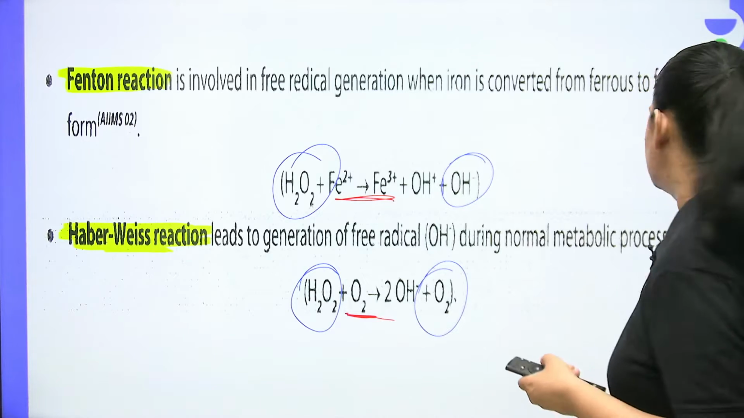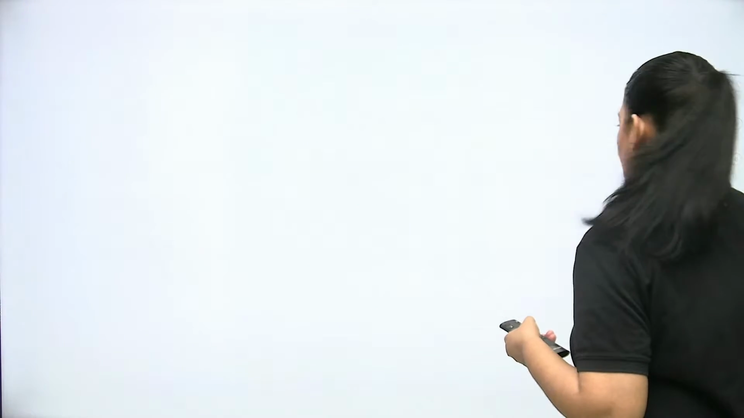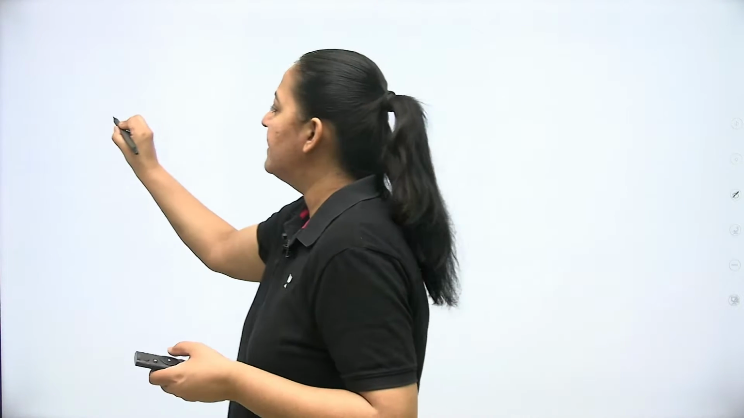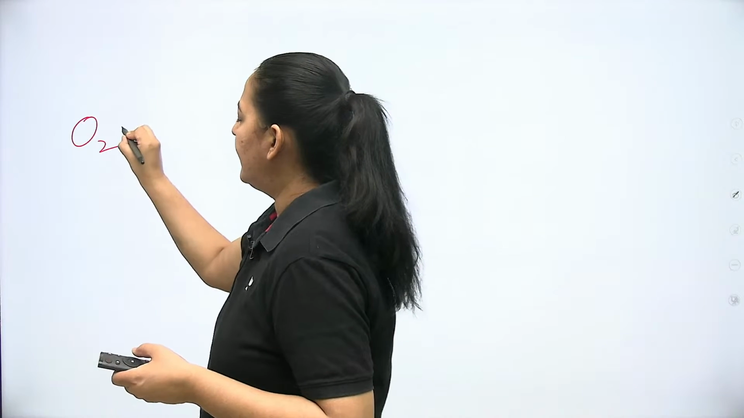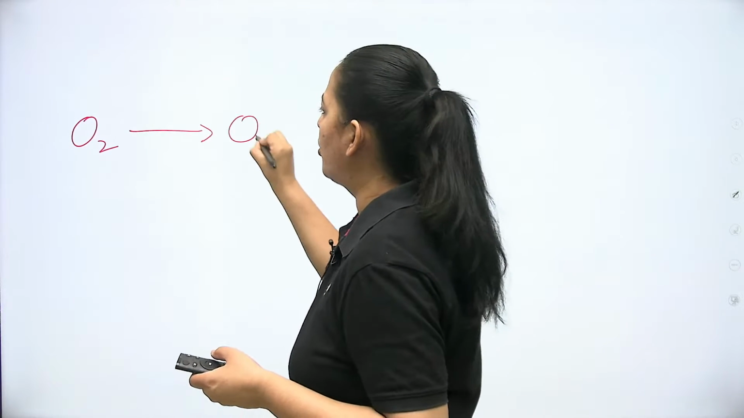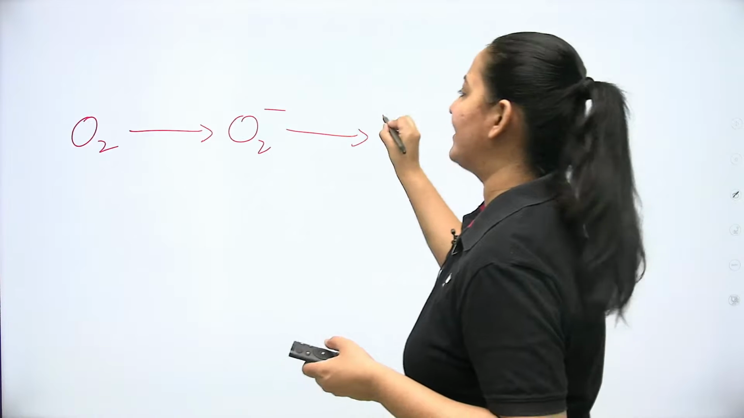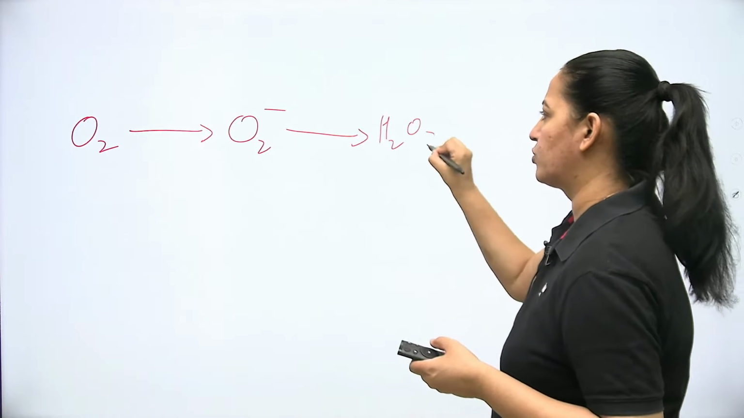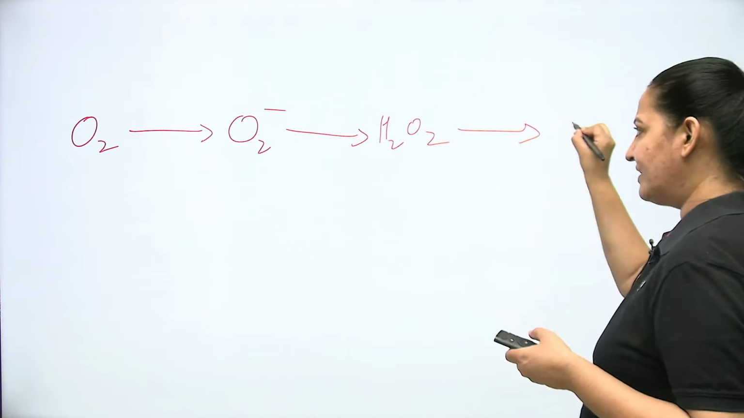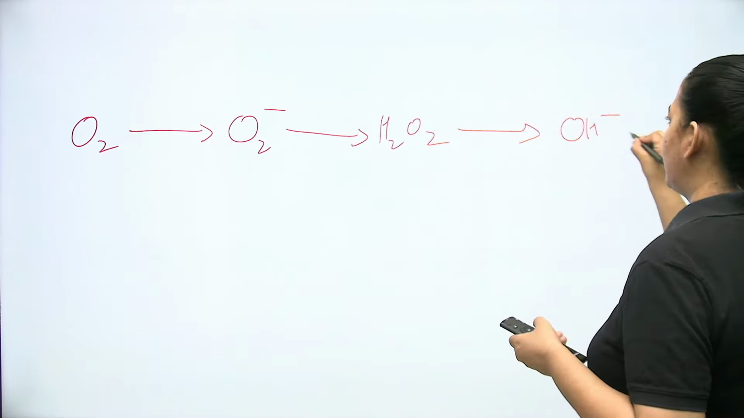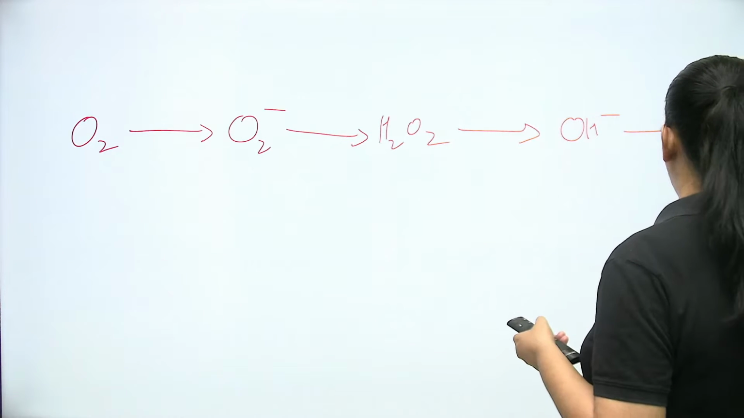You got my point? For those who don't understand this, I am writing it again. First oxygen is there. It gets converted to superoxide, O2 negative. Then it is converted to H2O2. You have to learn the sequence. H2O2, hydrogen peroxide. Then it gets converted to OH negative. And finally, water is formed. Give me a thumbs up.